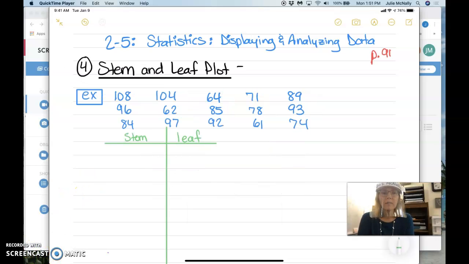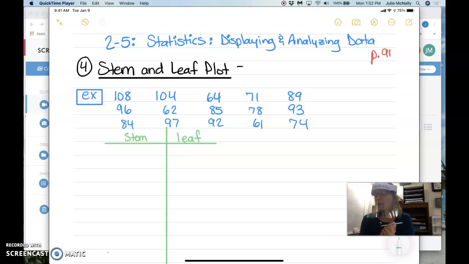Now we're talking about stem and leaf plots. Again, we're going to get a set of data. So write these example numbers down in our data set. And we are going to make a stem and leaf plot. A stem and leaf plot is a way of writing data down so you can quickly see which area you have the most scores or the most data in.